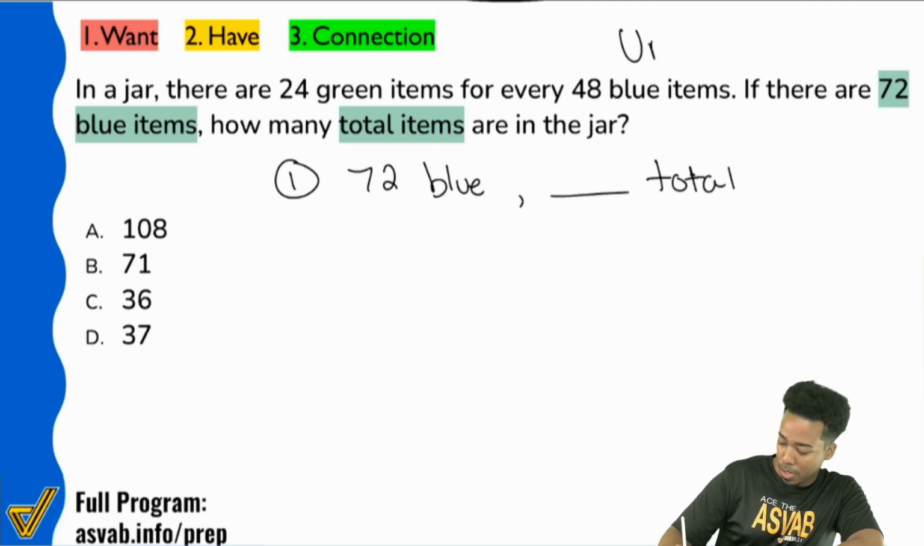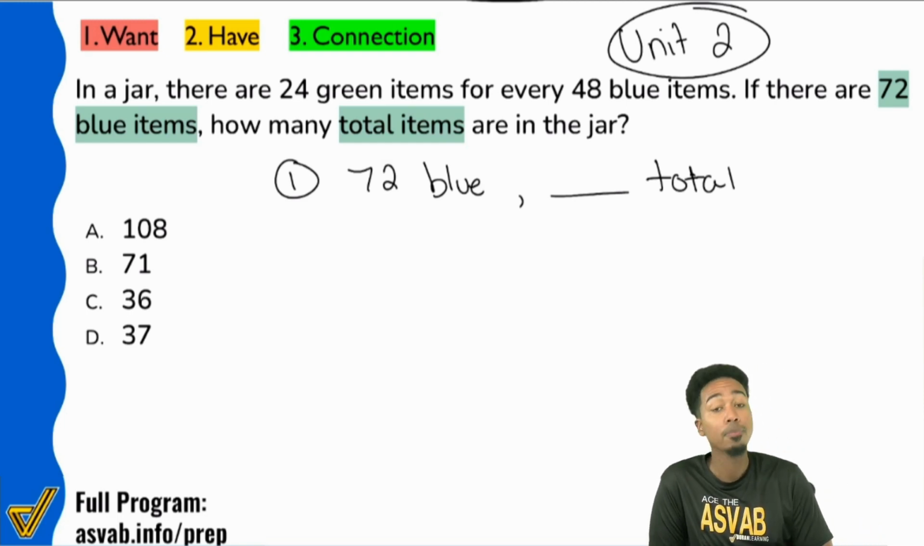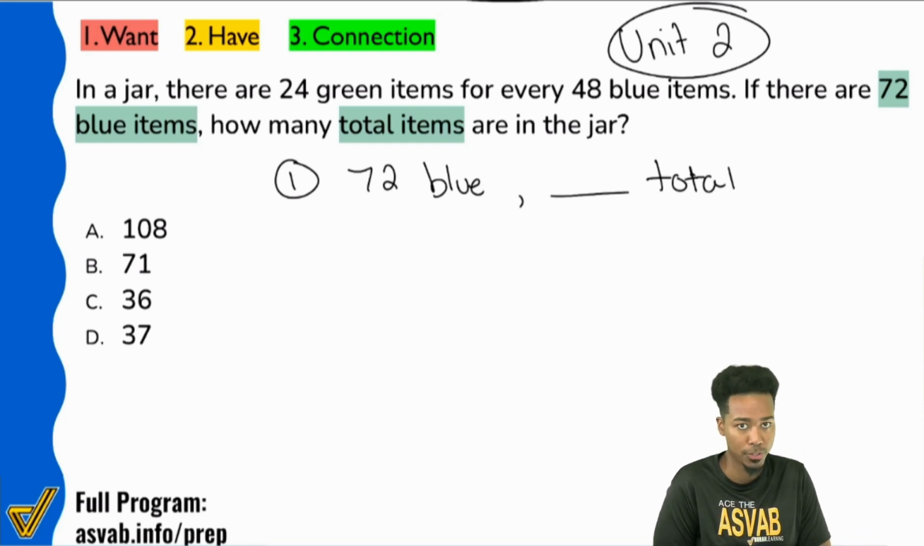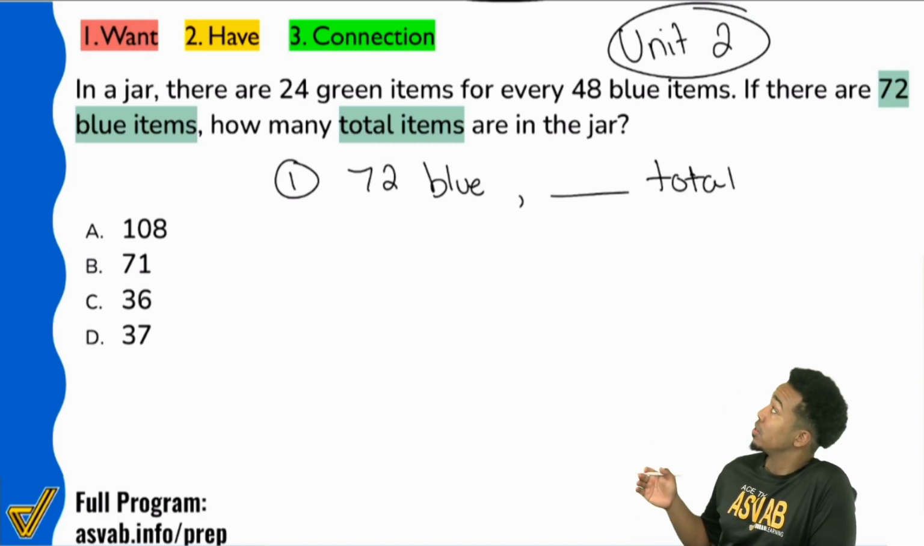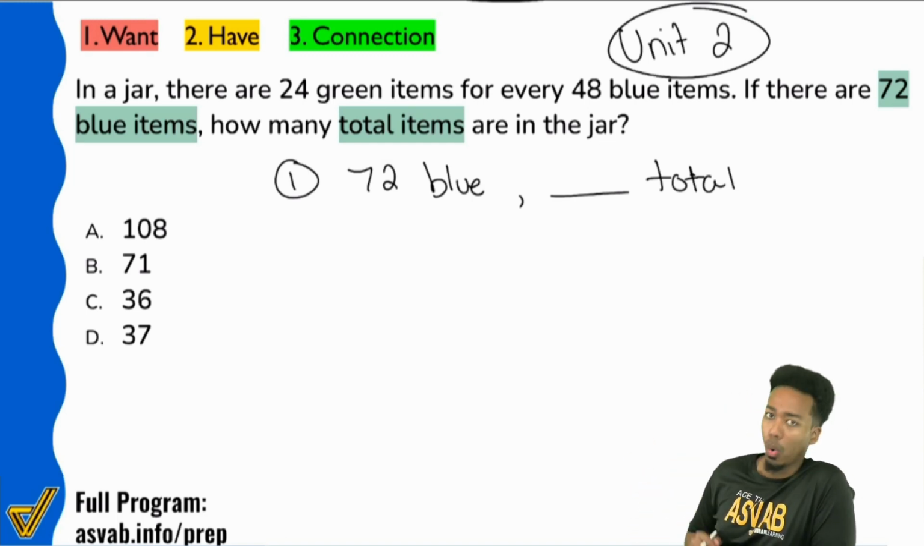This is going to be unit 2 again, but this is a harder proportion question, my party people. This one has to do with a total, not just, hey, red, blue. It's green, blue, blue, total.